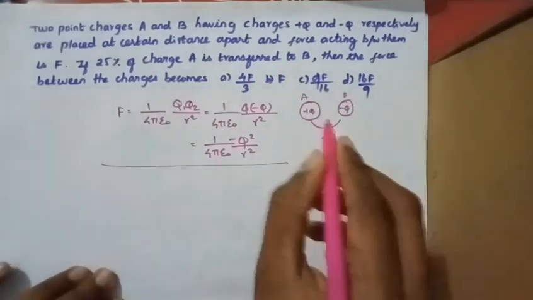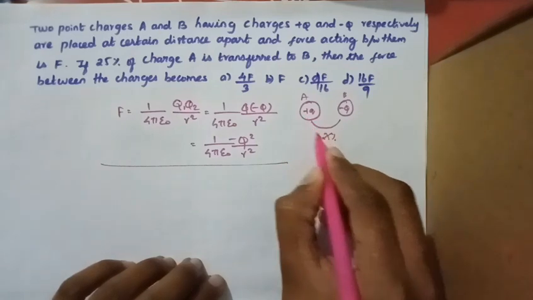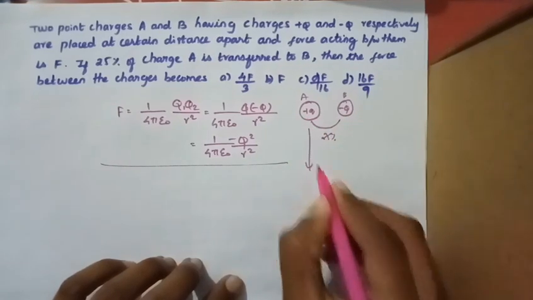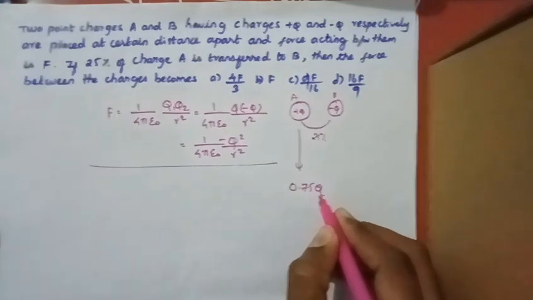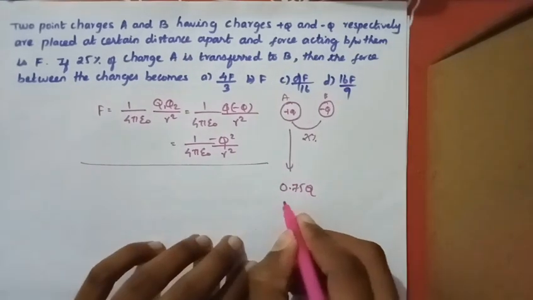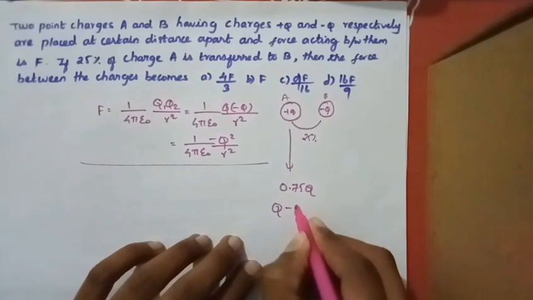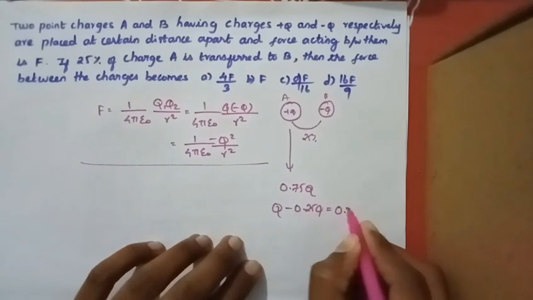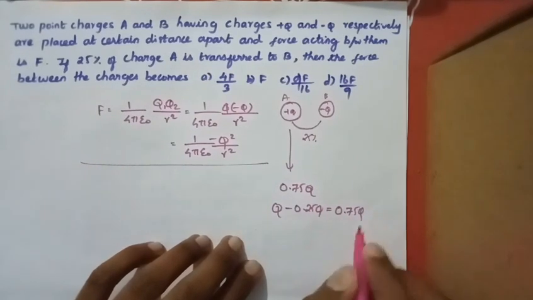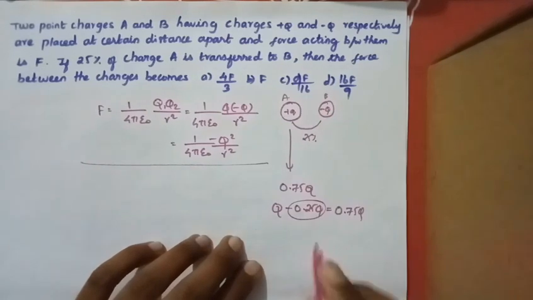After 25% of charge from A is transferred to B, the charge of A becomes 0.75 Q. Initially I have taken the total amount of charge in charge A as Q. I am subtracting 25% of the charge from it, so the net charge becomes 0.75 Q. Now this 0.25 Q charge is to be added to charge B.